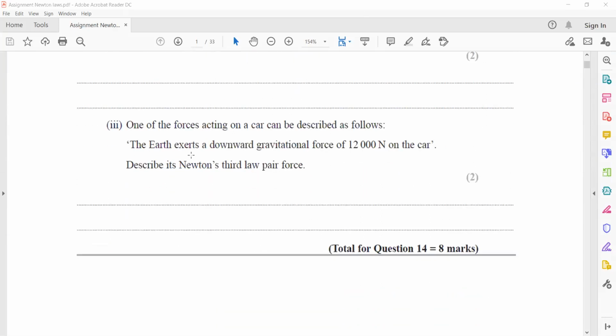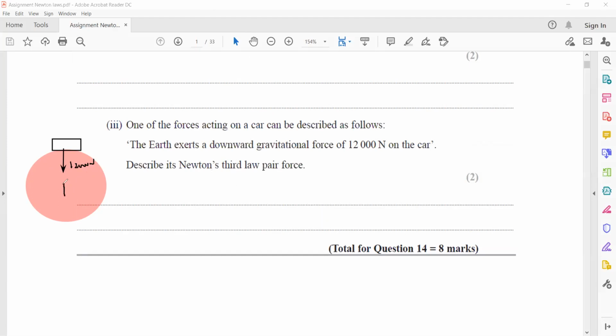In the next question, one of the forces acting on the car can be described as follows. The earth exerts a downward gravitational force of 12,000 Newton on the car. Describe its Newton's third law pair force. So the earth's gravitational force, like there's a car on the surface of the earth. If this car experiences a 12,000 Newton gravitational force, what will be the pair force?